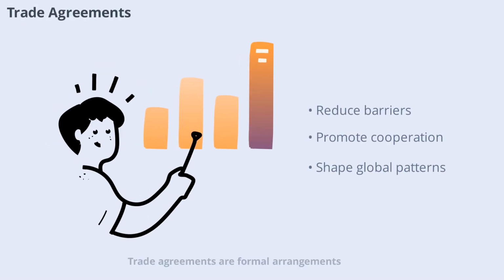Trade agreements are formal arrangements between countries to facilitate commerce. These agreements reduce barriers like tariffs and quotas, making it easier for nations to exchange goods and services. Examples include NAFTA, the European Union, and the World Trade Organization. Trade agreements reflect the economic systems of participating countries and help shape global trade patterns. They promote cooperation, economic growth, and stability across borders.